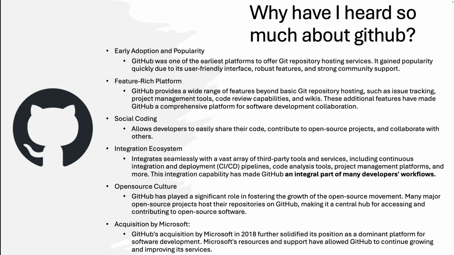The integration ecosystem. There's a vast array of third-party services: continuous integration, continuous deployment, code analysis tools, project management that integrate with Git. You can integrate the likes of AWS with GitHub. You can integrate Azure. You can integrate all these things with GitHub. And it's amazing how central it has become to everyone's life on a day-to-day basis when you're a software engineer.